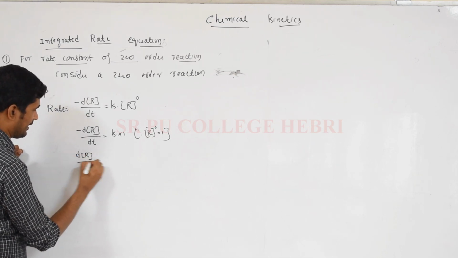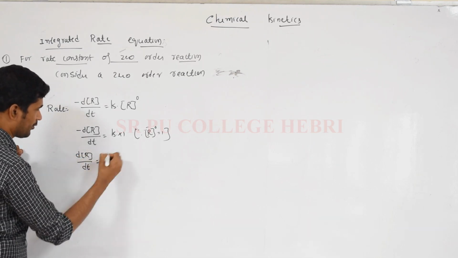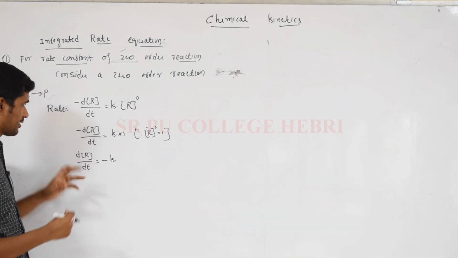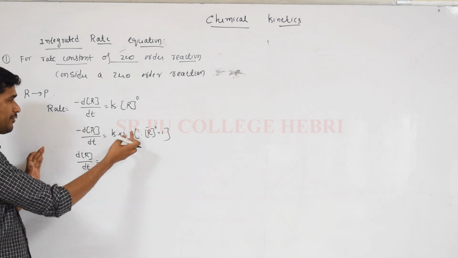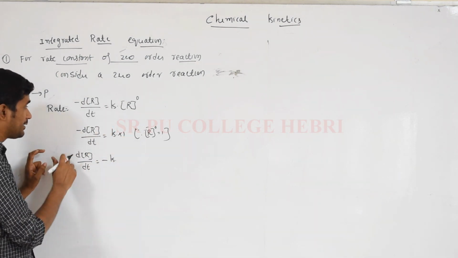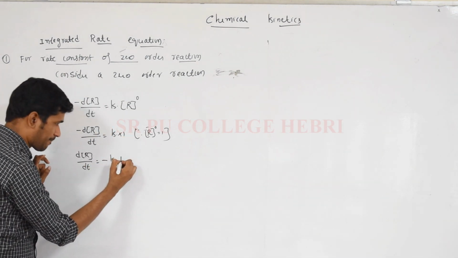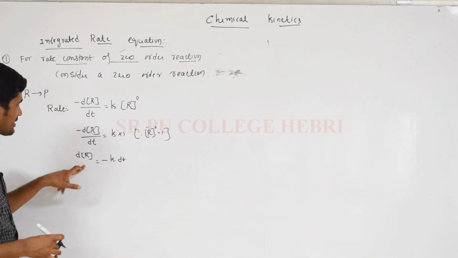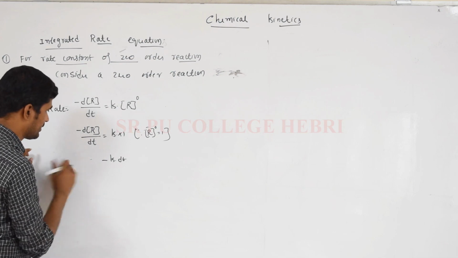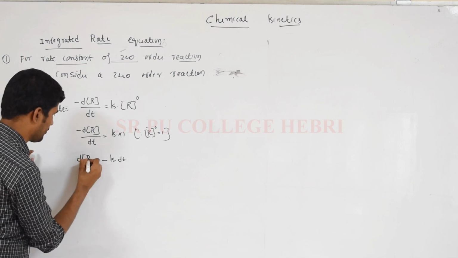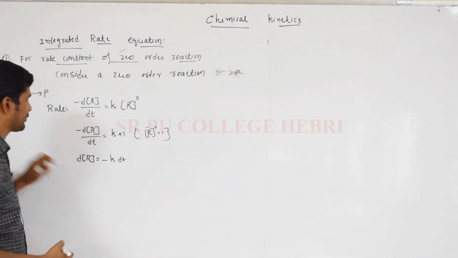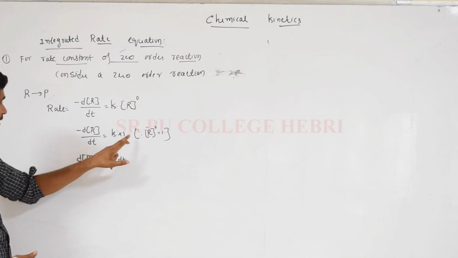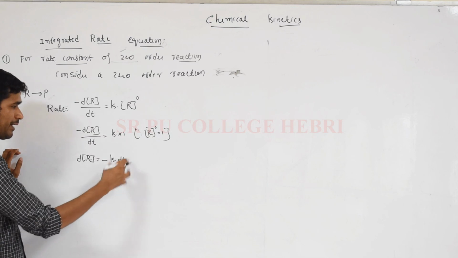Now I'll rearrange this. d[R] by dt is equal to minus k. Or you can do one thing: k into 1 is equal to k itself. You bring dt here, so d[R] is equal to minus k into dt. Very simple rearrangement. You bring dt here, and the minus sign here. d[R] is equal to minus k dt.